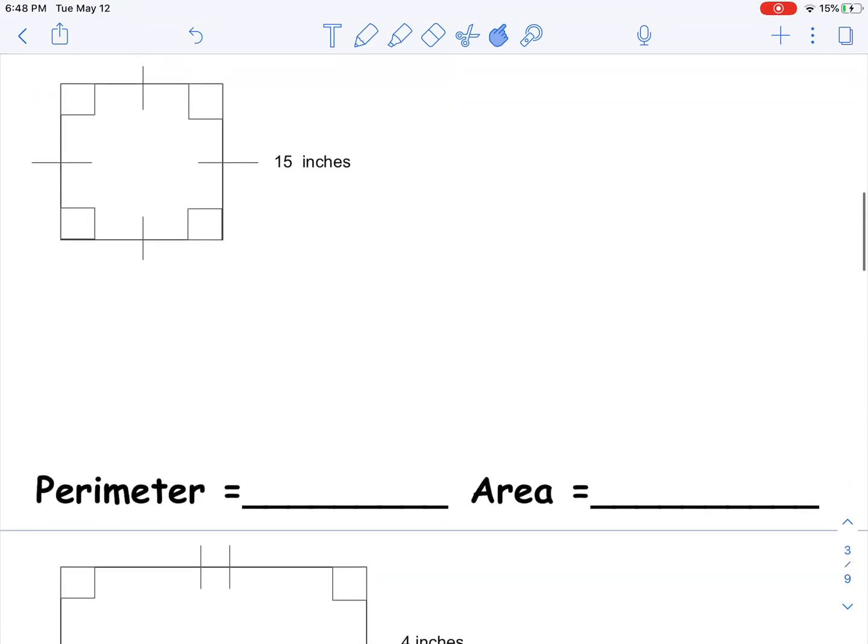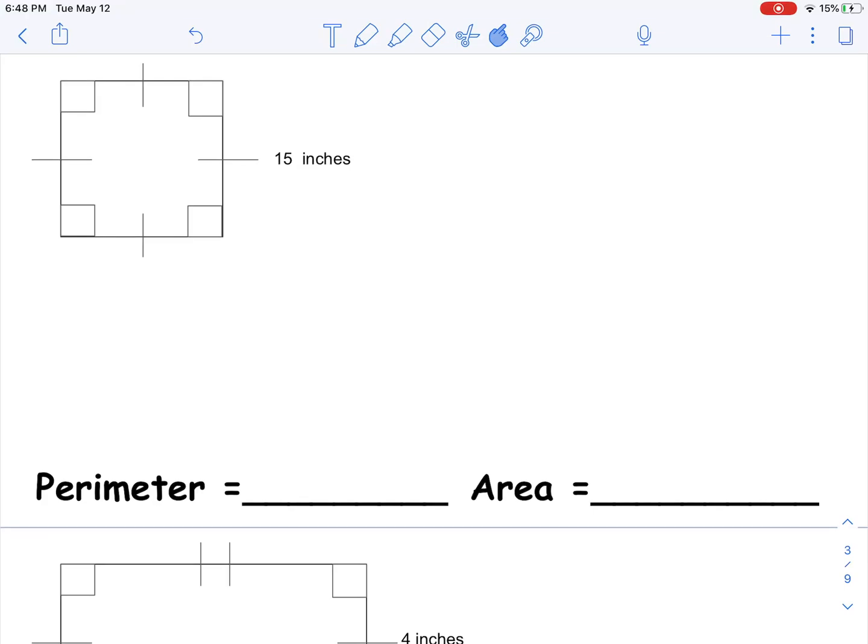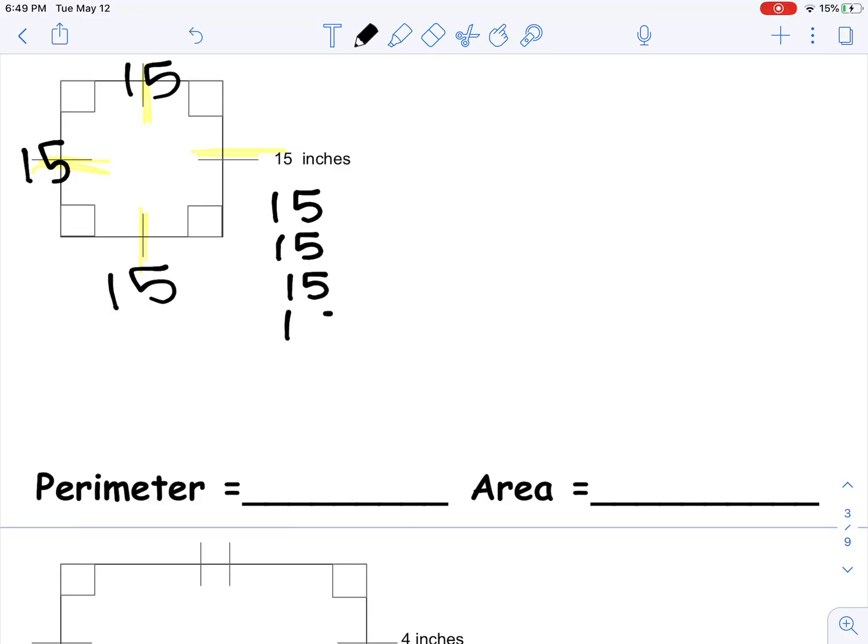So the first thing you're going to do on your independent practice today is some area and perimeter problems. So, squares. The perimeter formula for a square is side plus side plus side plus side. And remember, these congruency marks that we have here tell us that all four sides on this square are equal, so they're all 15 inches. So when I calculate the perimeter, I'm going to do 15 plus 15 plus 15 plus 15.